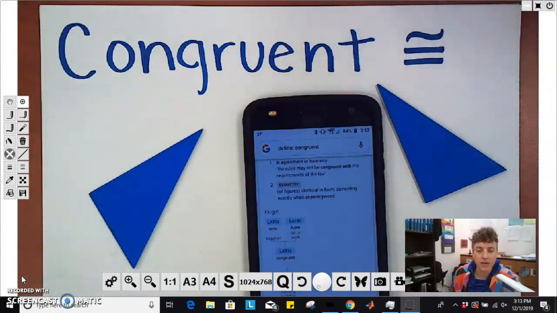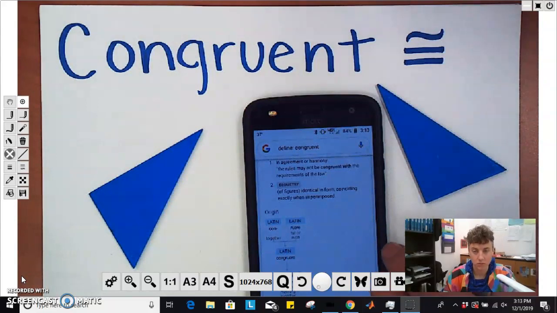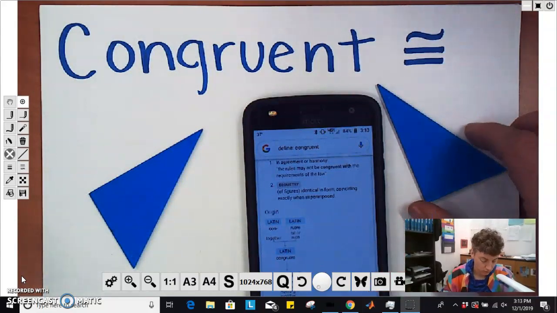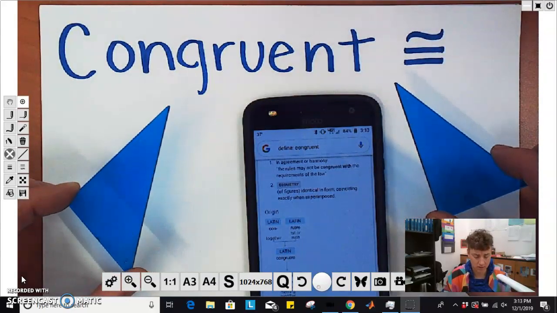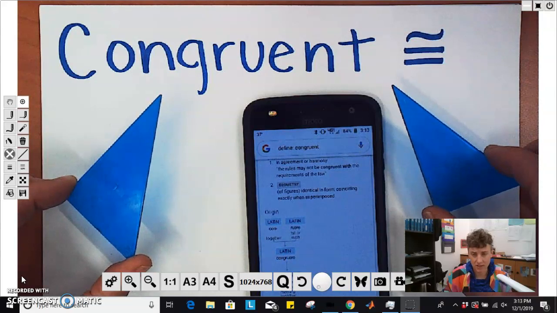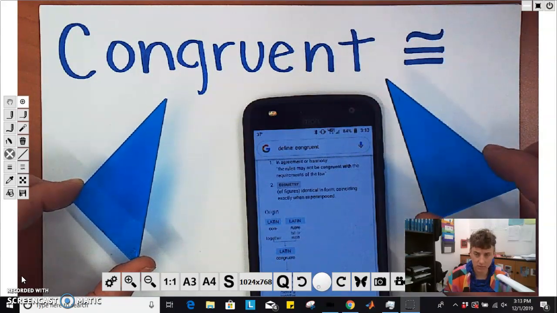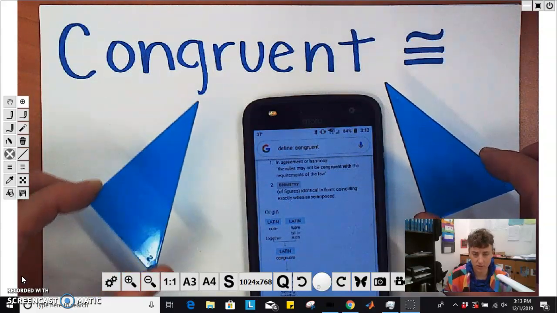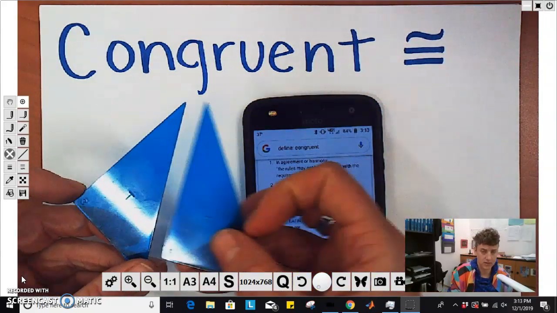And in geometry, we have a special definition for it. Congruent: relating to figures that are identical in form, coinciding exactly when superimposed. Which means if you have two triangles that are congruent, they are exactly the same in every way. And there's some part of this triangle that matches up with some part of this triangle when I superimpose them, or put one on top of the other.